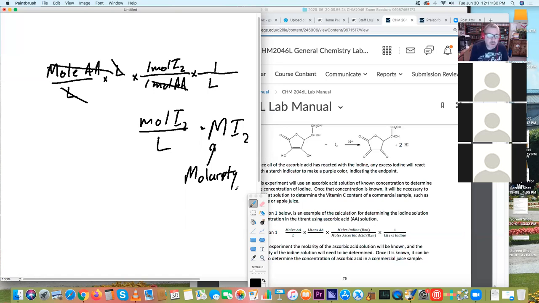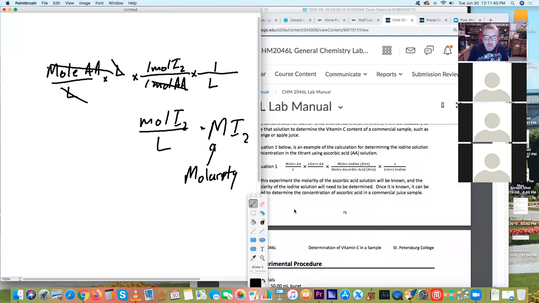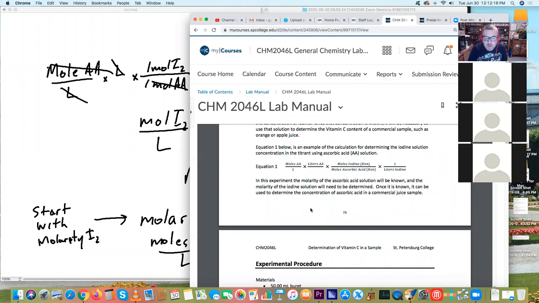It's especially going to be important when you look at the next part of it, where we have to take the molarity of the iodine and come up with the molarity of ascorbic acid at the end. So at the end, and I'm not going to give you too many hints about this, but you'll start with the molarity of iodine. This is for the second part, where we're finding out the molarity of the ascorbic acid. And you want to end with the molarity of AA, which again will be moles of AA per liter. So that's going to be important as well. I'm not going to give any more clues than that, but that's how we're going to do that second part.